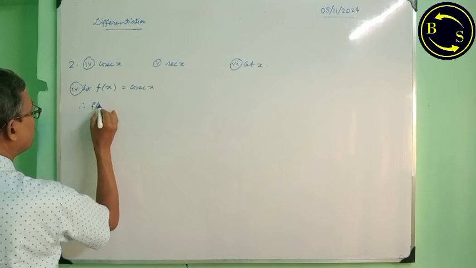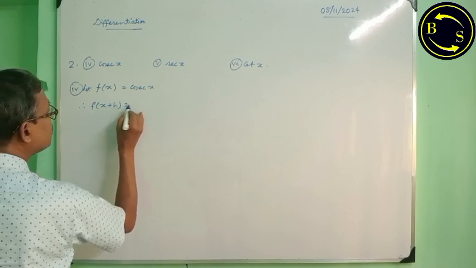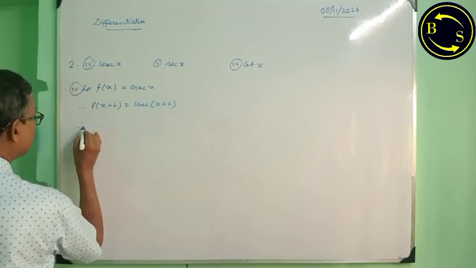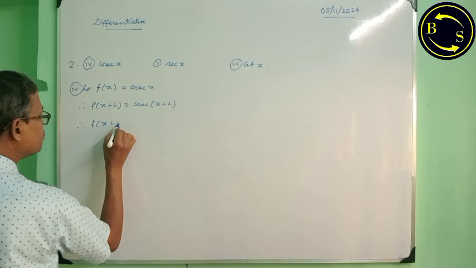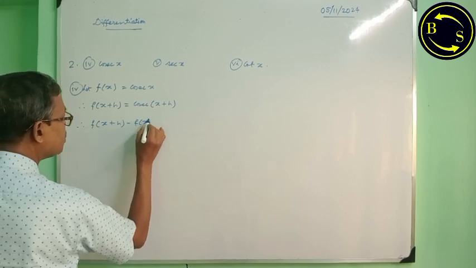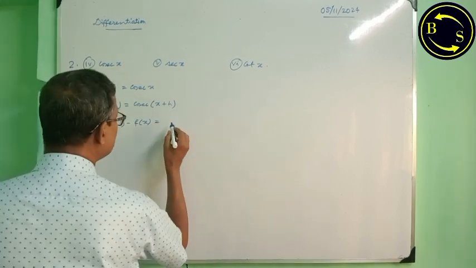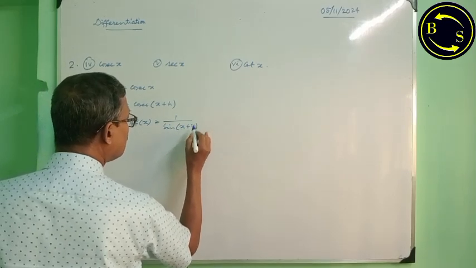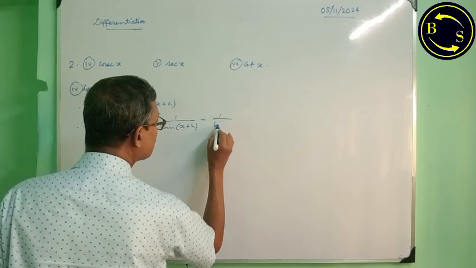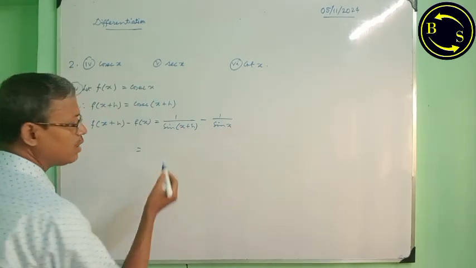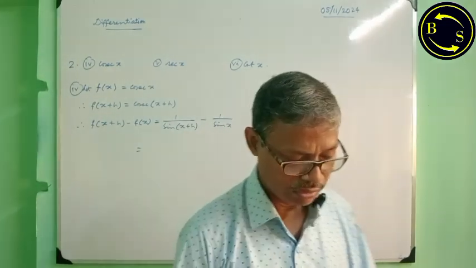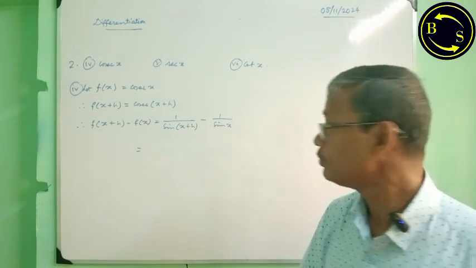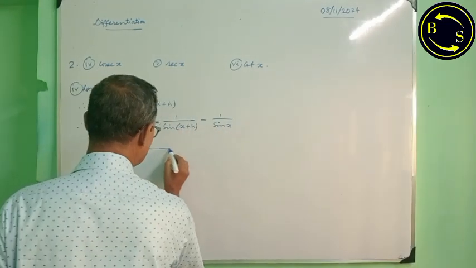therefore f of x plus h is cosec of x plus h, therefore f of x plus h minus f x is equal to, cosec means 1 by sine, therefore I write 1 by sine of x plus h minus 1 by sine x. Why have we taken this way? Because we have to use the standard limit, as x tends to 0, sine x by x equals 1. Now we simplify.